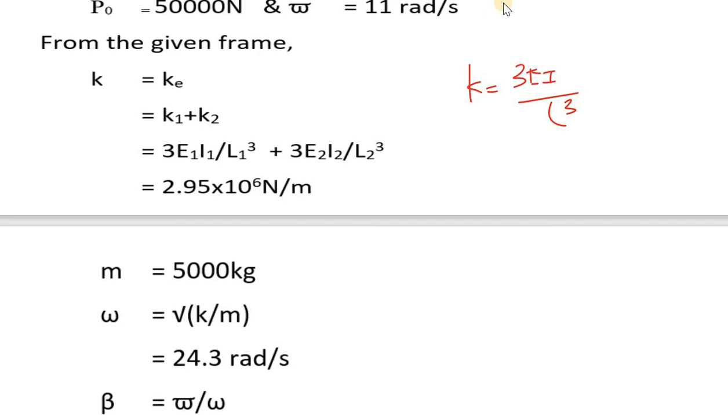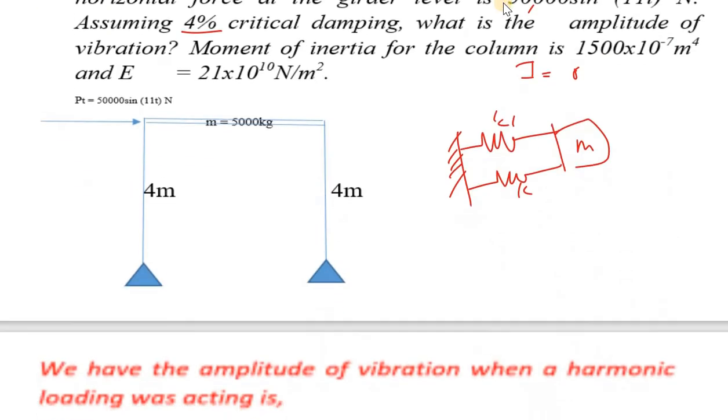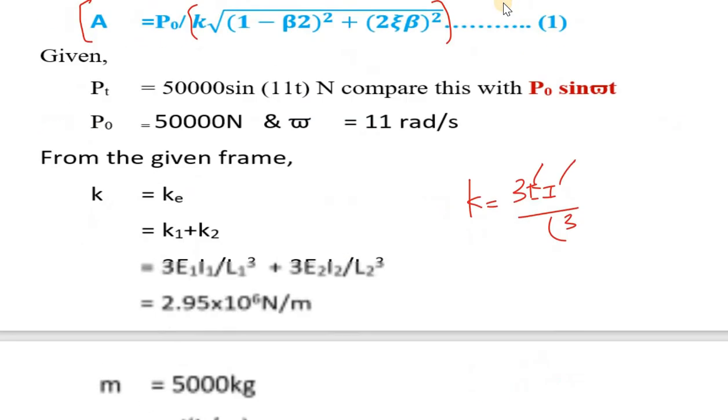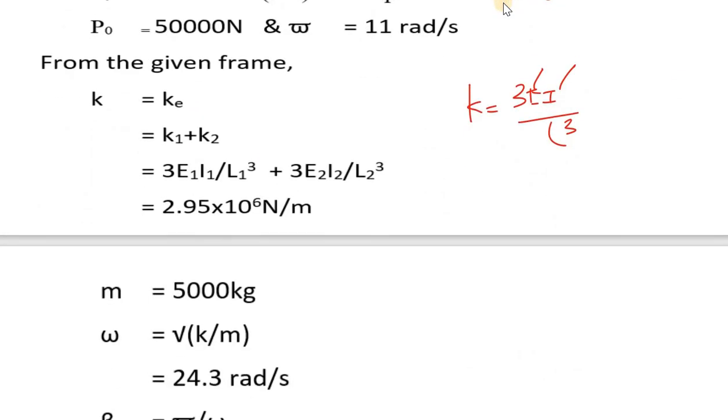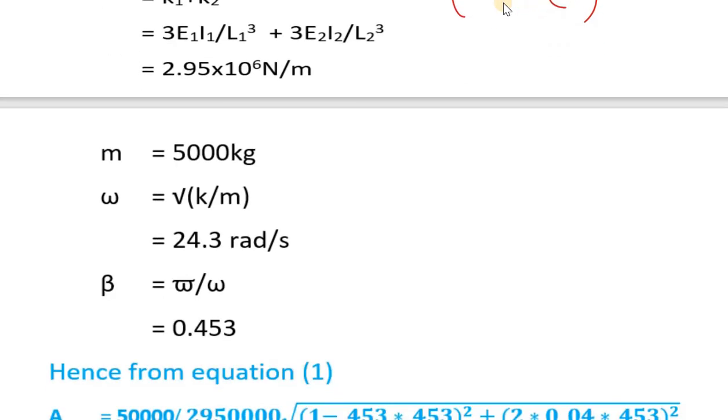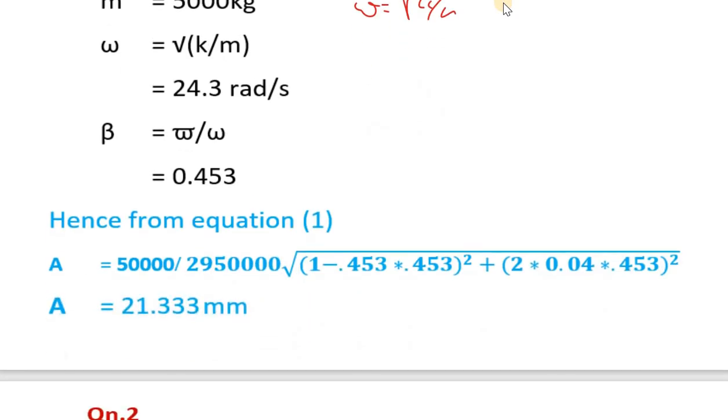Here E is given in the question, I is given, and L is also given as 4 meters. You will study this in structural dynamics and structural analysis, your main subject, and at that time you will understand. As of now, just understand this is the equation for the stiffness. Since it is a parallel connection, I will get K, M, then omega. Omega is equal to root of K by M. I substitute, then find beta, and from that I can find the amplitude.